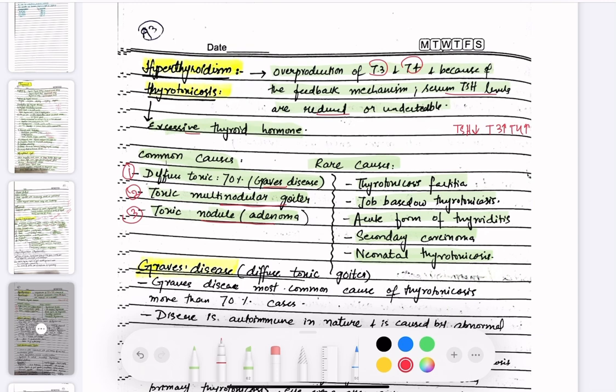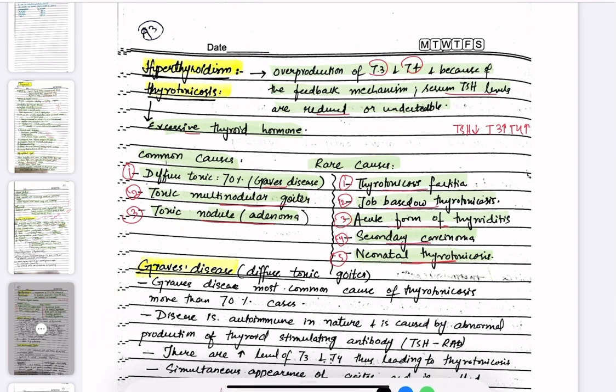The rare causes are thyrotoxicosis factitia, then iodine-induced thyrotoxicosis, then acute form of thyroiditis, then secondary carcinoma, and then neonatal thyrotoxicosis.